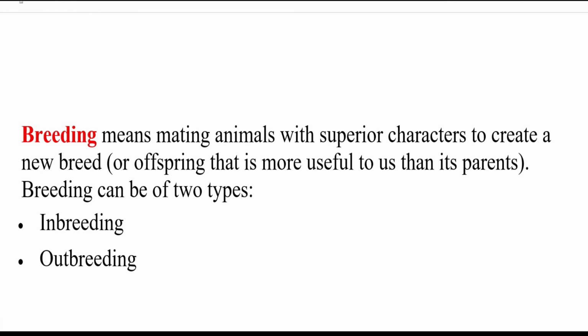Breeding means mating animals with superior characters to create a new breed or offspring that is more useful to us than its parents. So breeding can be of two types, inbreeding and outbreeding. So this is how people mate the animals and get a very good variety of animals in order to make animal husbandry successful and to get more yield from the animals.